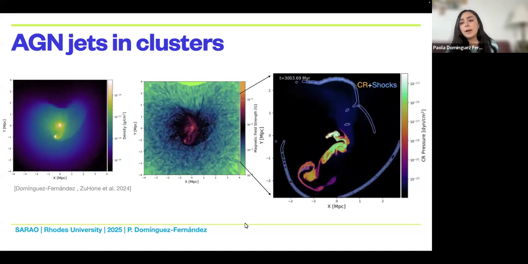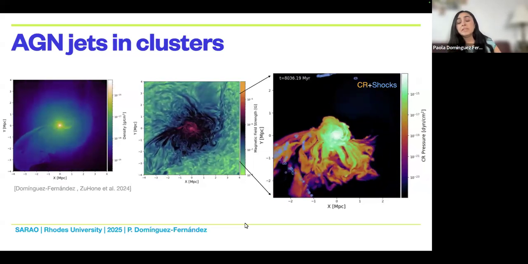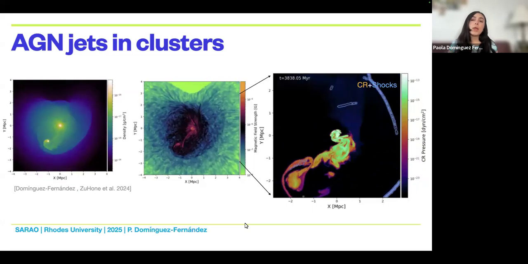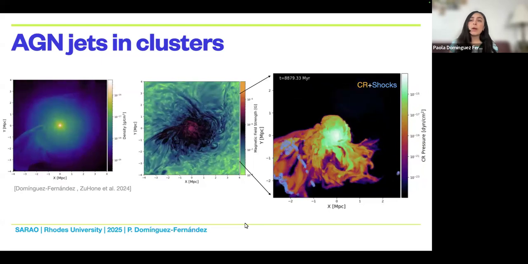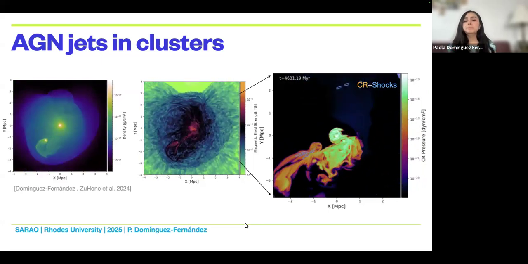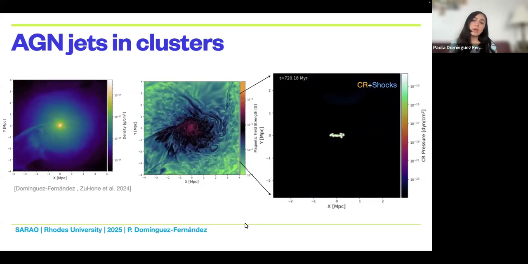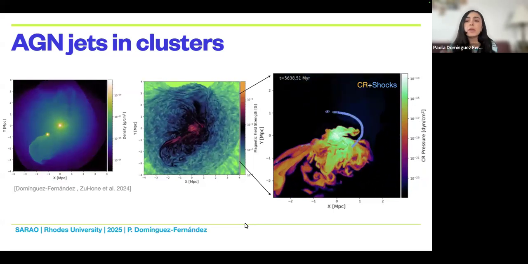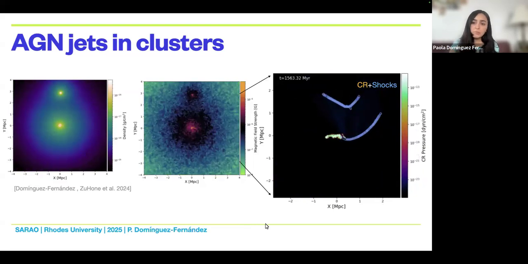And so parameters that we were interested in taking a look at were what happens when I initialize the jet in a different direction, what happens when I turn on the AGN at different times, and also what happens with the duration of the outburst.